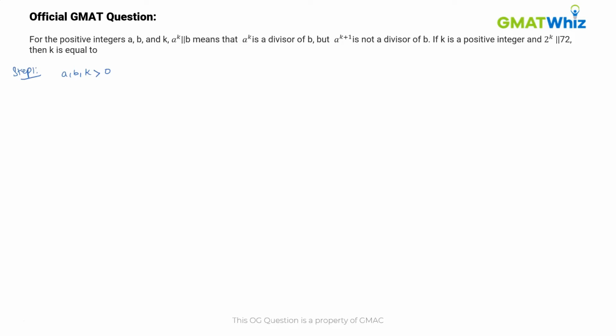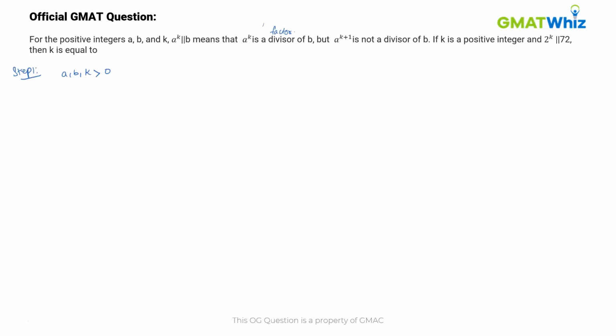We have that a to the power k double bar b means that a to the power k will be a divisor of b, but a to the power k plus 1 is not. Now, whenever any new definition is given of any new mathematical operator, to understand what the question is actually asking, we usually take up small values and check what we have to find. So, we know that a to the power k is a divisor of b, or we can say that a to the power k will be a factor of b, since divisor and factors are interchangeable terms. But a to the power k plus 1 should not be a divisor of b.